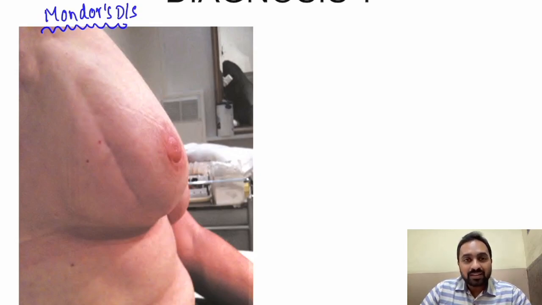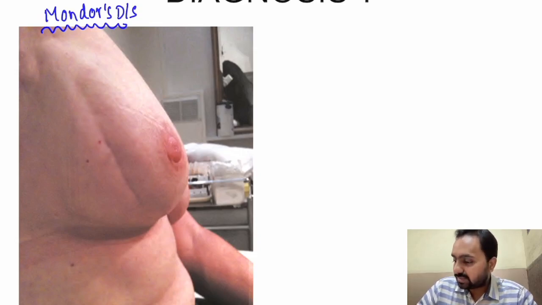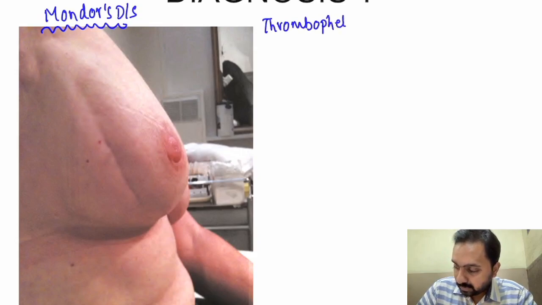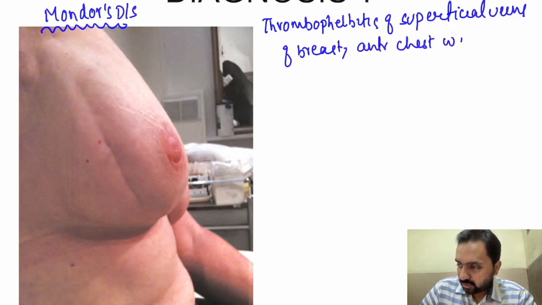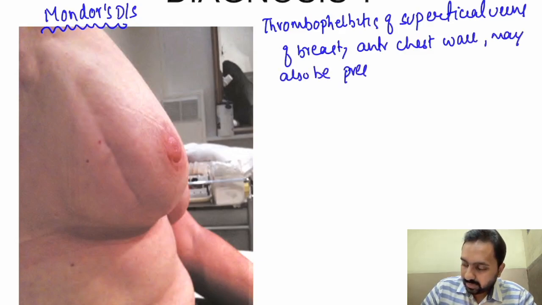So what is this Mondor's disease? This Mondor's disease is nothing but a thrombophlebitis of the superficial veins of the breast, anterior chest wall, and it may also be present in the arm.